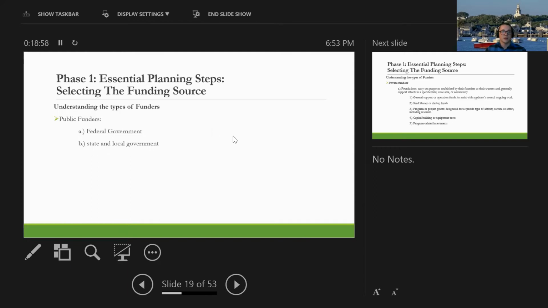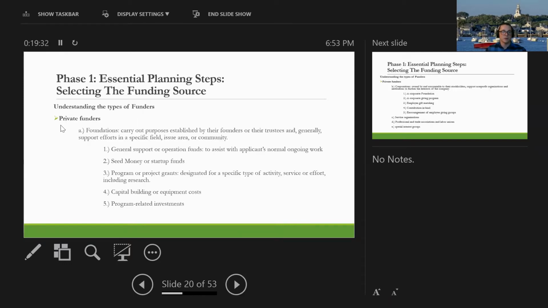So understanding the types of funders. Public funders, basic here: federal government, state and local government. A lot of people refer to the federal government when they talk about grants. I'm one that prefers the private sector. I feel there's a little bit more creative control within the private sector, but federal is a very good resource. They're a little bit more time intensive, and you have to really manage that ratio of return on investment when it comes to grants.